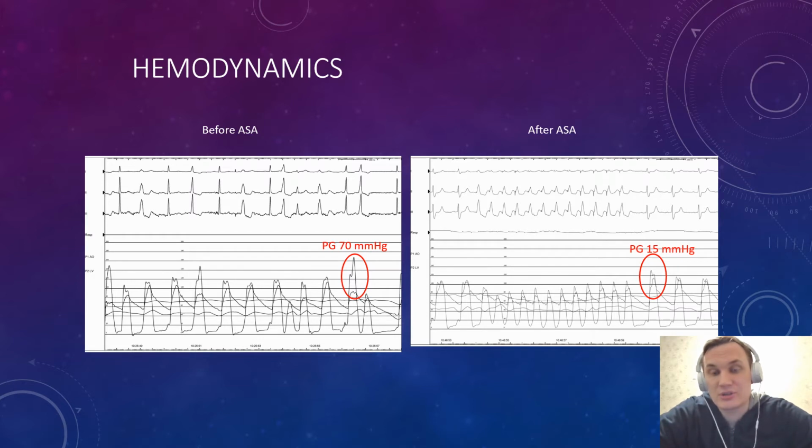And after ablation, we needed just pacing to see any obstruction. You can see that in resting settings there was zero gradient between left ventricle and aorta, and after pacing you can see that the peak gradient was about 15 millimeters mercury.